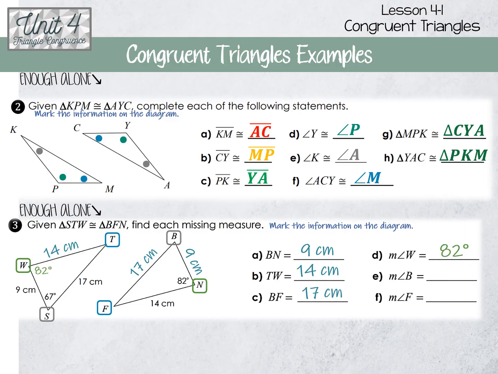So measure of angle W must be 82 degrees because it matches with the measure of angle N. Measure of angle B, gray, matches with measure of angle S. So that's got to be 67 degrees. Measure of angle F, well, we only have two pairs of congruent angles in there, but we can find the third. All three angles of a triangle add up to 180. So 180 degrees minus 67 degrees minus 82 degrees is 31 degrees. So 31 degrees goes in those, and measure of angle F is 31 degrees, just like measure of angle T is 31 degrees.